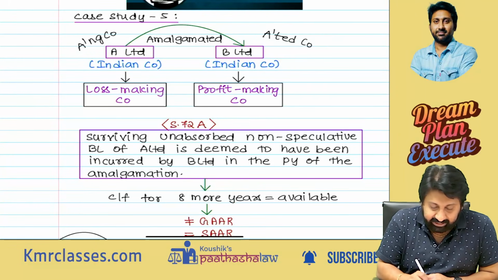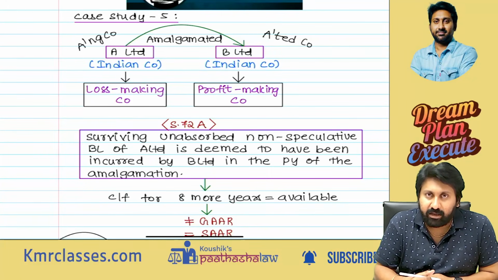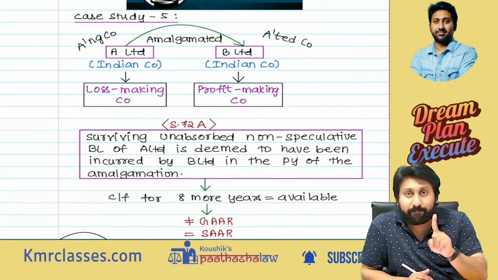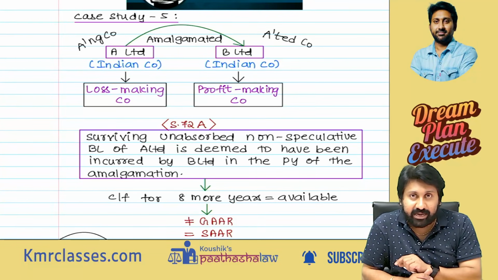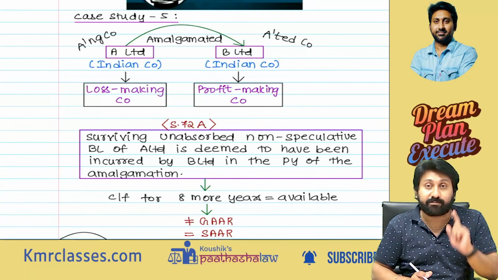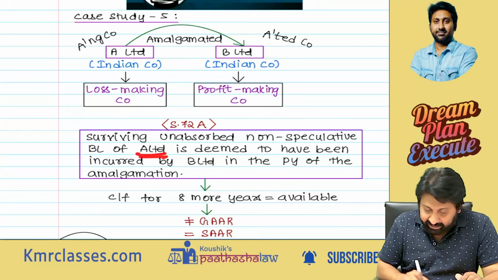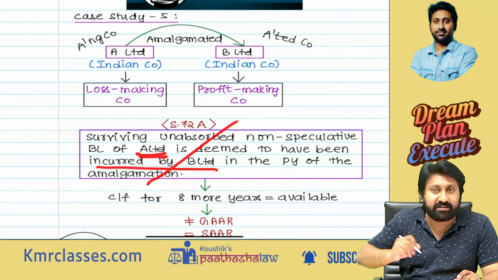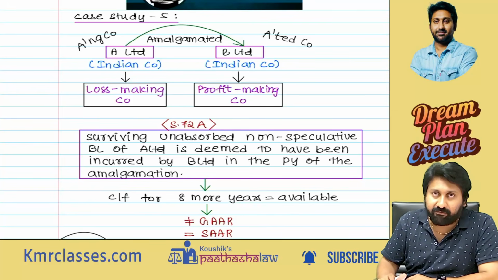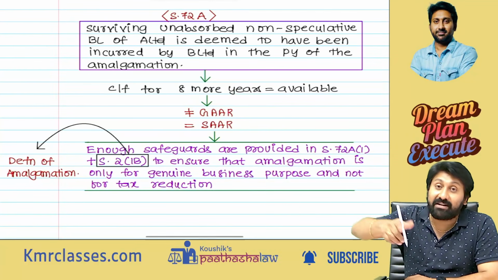Okay. So now listen carefully. A Limited is a loss-making company. B Limited is a profit-making company. Why are they acquiring? Here comes the point. Whenever a profit-making company acquires a loss-making company, the unabsorbed non-speculative business loss of A Limited is deemed to have been incurred by B Limited in the previous year of amalgamation. So they can take the advantage of that carry forward and set off. Then carry forward for 8 years. Okay. This is a provision given in the law itself.